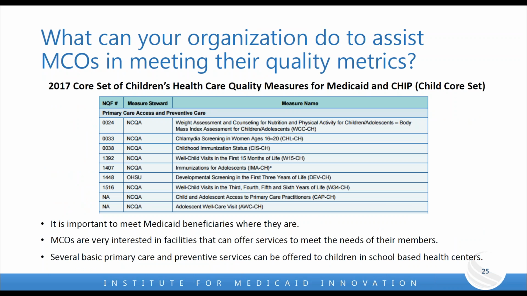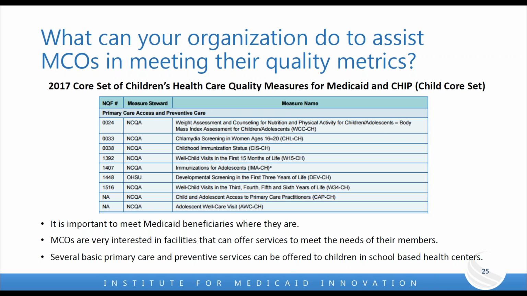Now that you've found the staff that you need to talk to at the managed care organization, you'll want to carefully consider what your organization can do to help MCOs meet their goals or required quality metrics. And so here I wanted to give you a small snippet of what managed care organizations are required to report quality data on. And so here you'll see the 2017 core set of children's health care quality measures for Medicaid and CHIP. In short, it's the child core set.